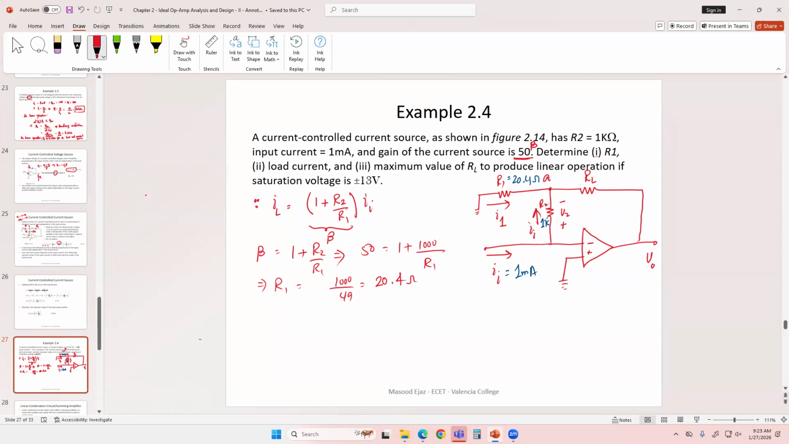Calculate the value of load current. IL is equal to beta times I input. I input is 1 milliampere, beta is 50. So 50 times 1 milliampere is 50 milliampere. This is part 1. Part 2. Load current is going to be 50 milliampere.